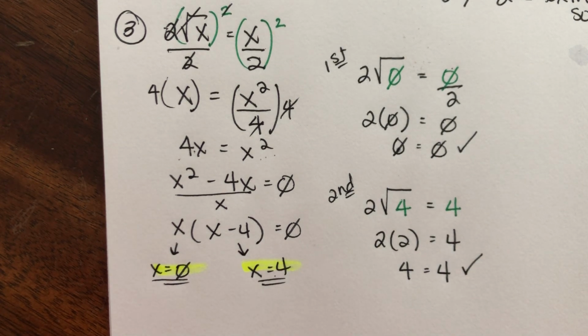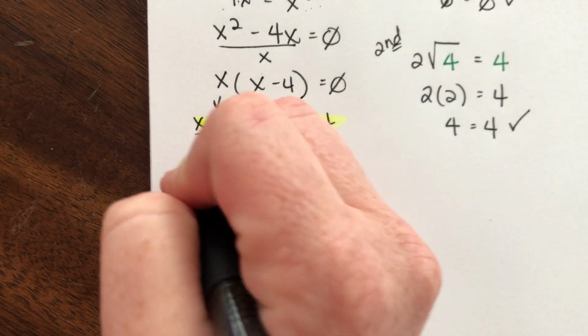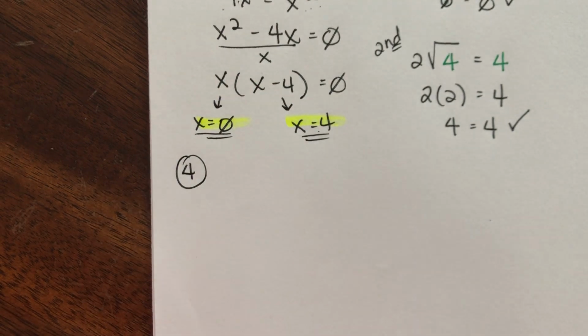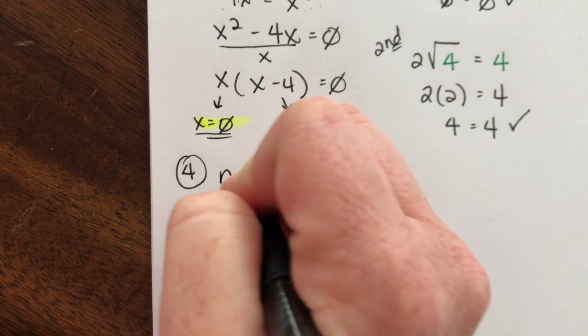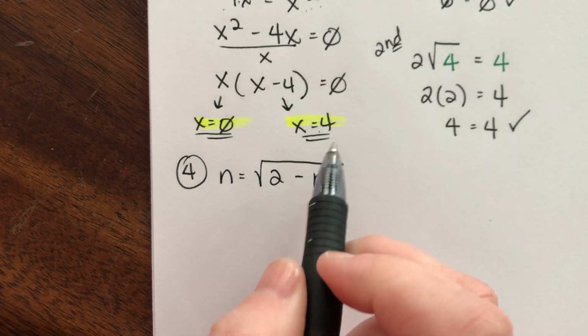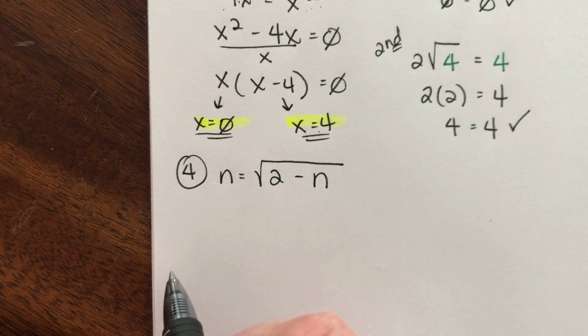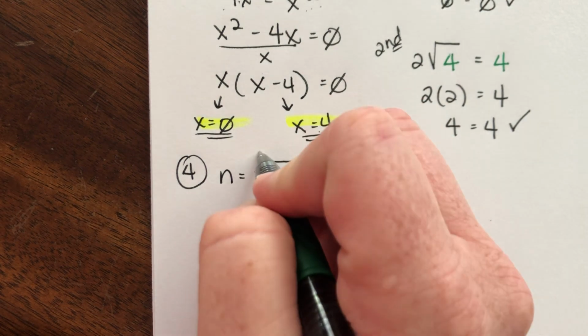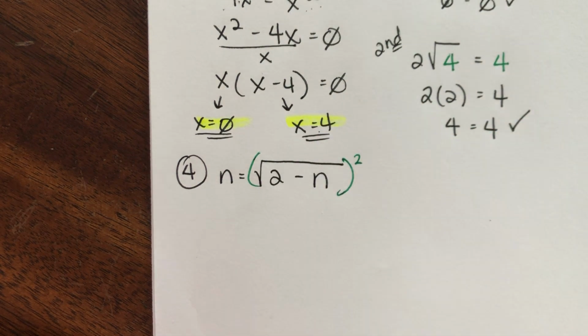Okay, next problem we're going to do, if you're following along on the study guide, is number 4 and then 5, and then we're going to skip around a little bit. So for number 4, the problem is n equals the square root of 2 minus n. Okay, so we want to get the radical all by itself, so it is. Then we want to get rid of it by doing the opposite, which is squaring it.